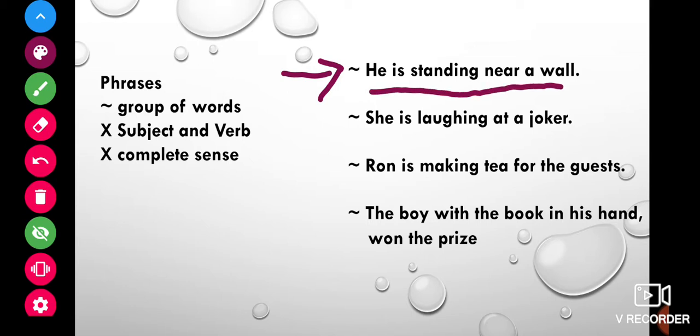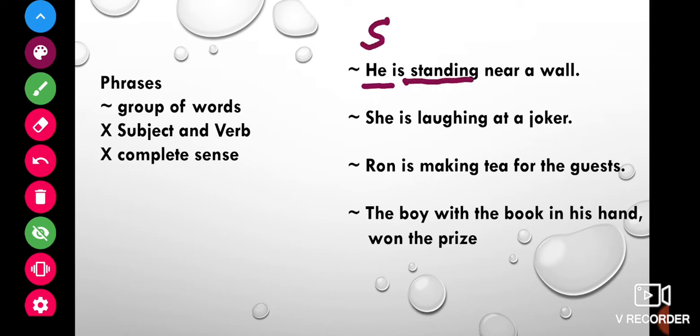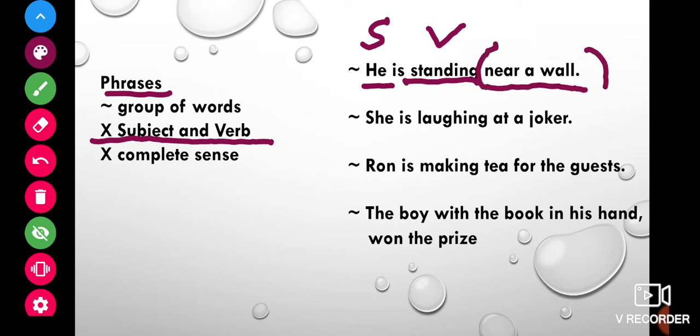He is standing near a wall. Now in this sentence, he is the subject. Is standing is the verb. Now if we look at phrases, they don't have subject and verb. That means near a wall. This is a phrase because this does not have a subject and a verb.